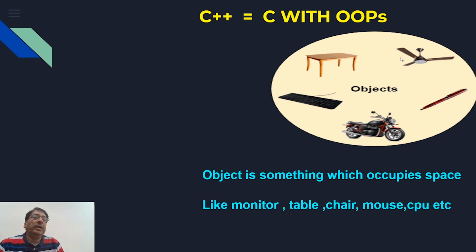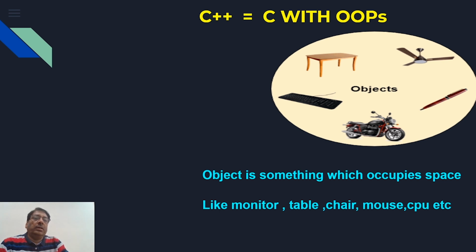Similarly, if you take the example of a fan or a keyboard, every object has some properties. The shape, size, and color can be considered properties, and what that particular object is used for can be considered the function of that object. So when you say object, it means it has some properties and some functions.